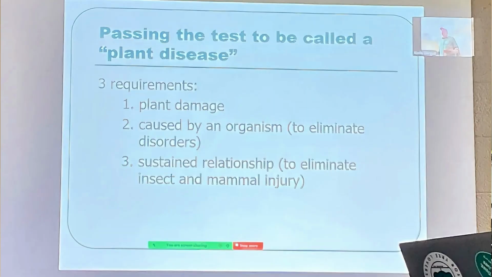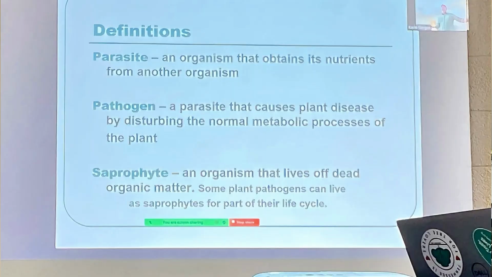Passing the test to be called a plant disease. There's 3 requirements: plant damage caused by an organism to eliminate disorders, and sustained relationship to eliminate insect and mammal injury. There's definitions. Parasite is an organism that obtains its nutrients from another organism. Pathogen, a parasite that causes plant disease by disturbing the normal metabolic processes of the plant. Saprophyte, an organism that lives off dead organic matter. Some plant pathogens can live as saprophytes for part of their life cycle.